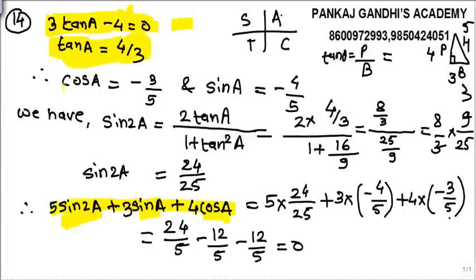So from this value we can find out the value of cos A and sin A. Why? Because we know that in a right angle triangle, tan theta is equal to perpendicular upon base, and its values are given as 4 by 3.